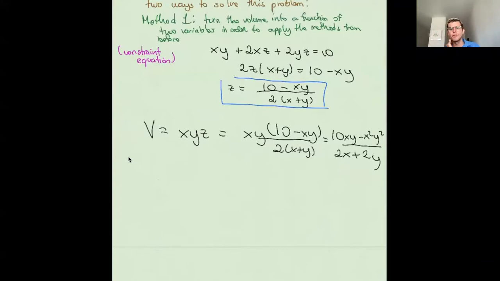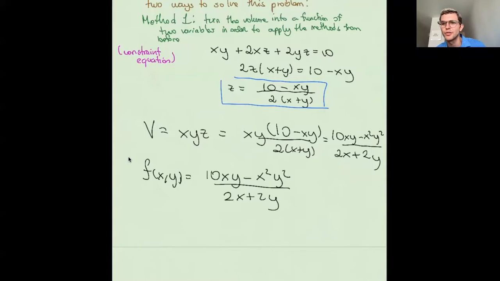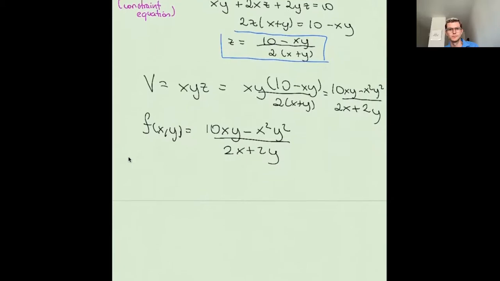And so now that we have a function of two variables, what should we do? Now we're thinking of the volume as a function of two variables. Let me call this function f. So now that you have a function of two variables, how do you determine if there's a max or a min? Good, take the partials and try to find the critical points. So what's the partial derivative with respect to x?